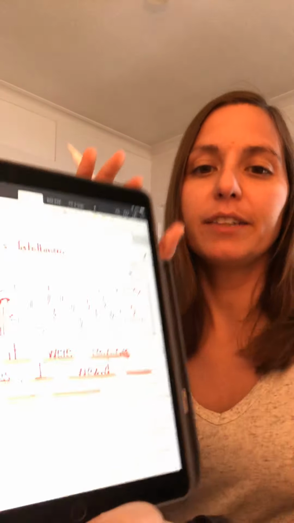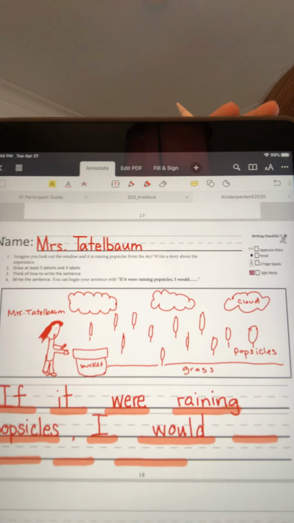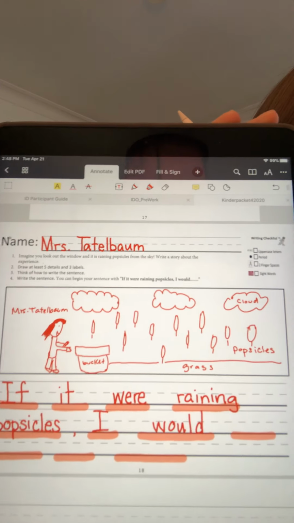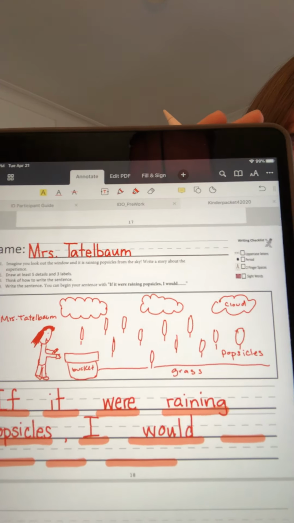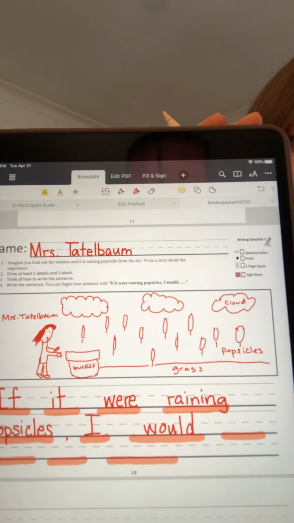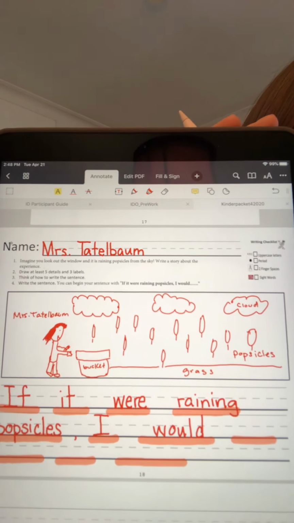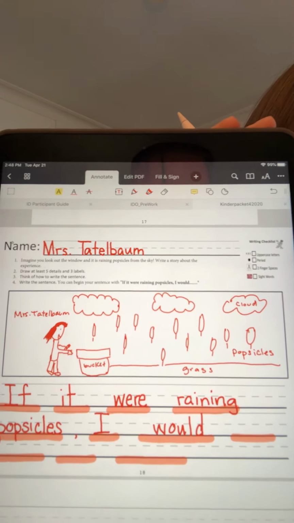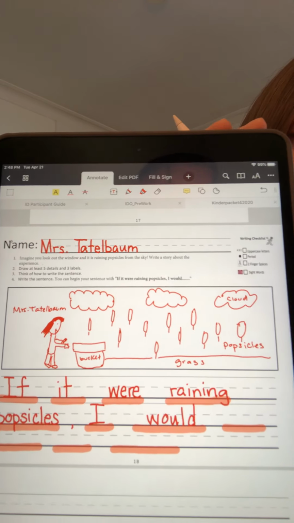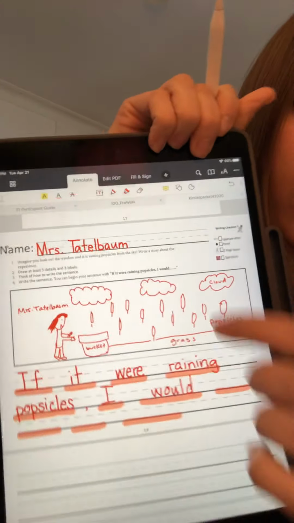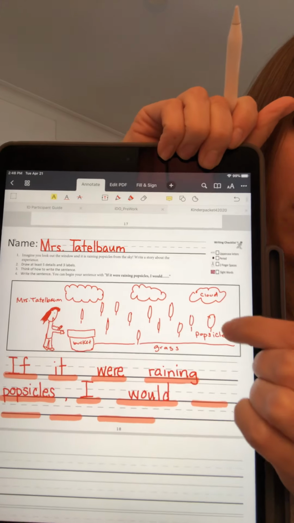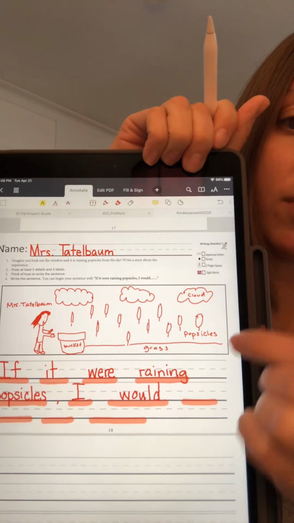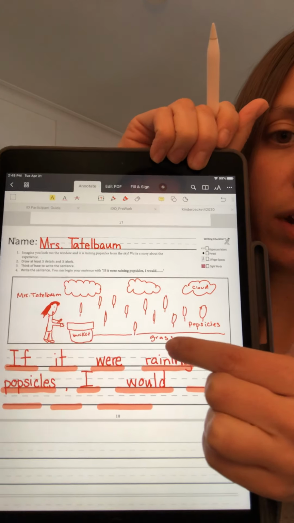So I already went ahead and I did my drawing. And remember, when you draw, you should be putting details into your pictures. The details help tell the story. And then you can go ahead and add your labels. So I started with some clouds and I labeled my cloud. And I drew the popsicles and labeled popsicles. I drew the grass and labeled grass.